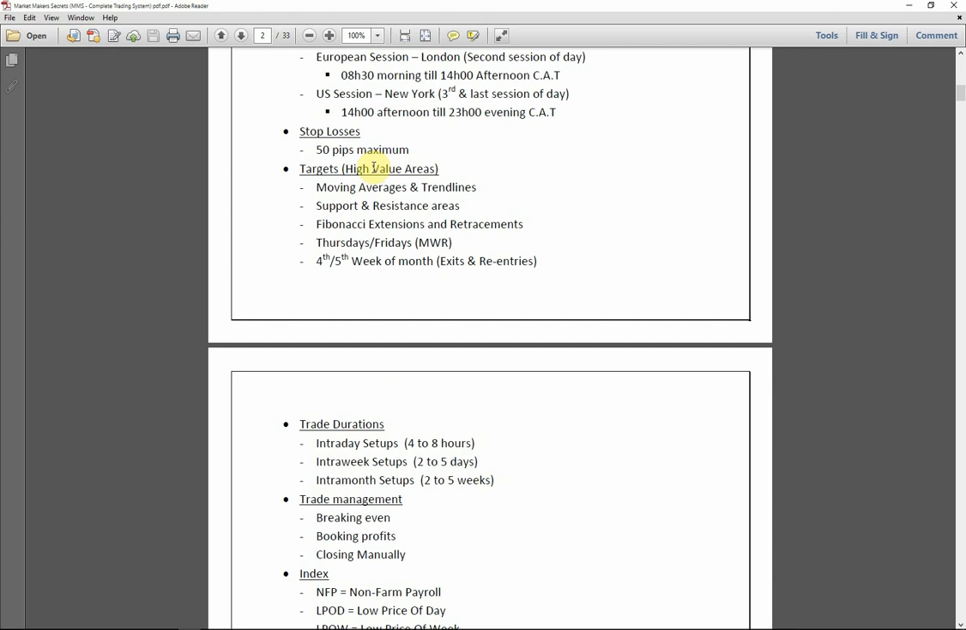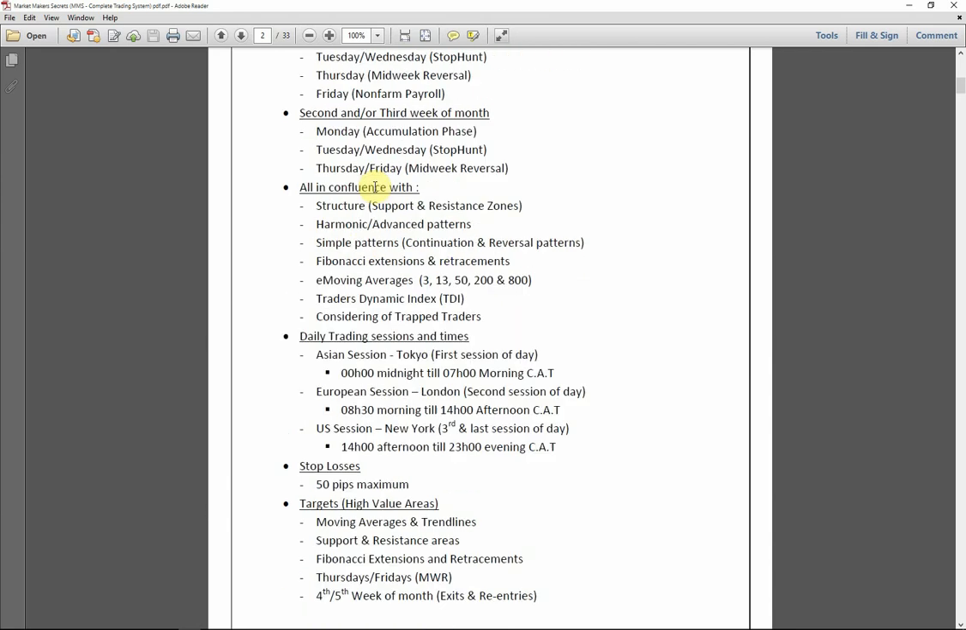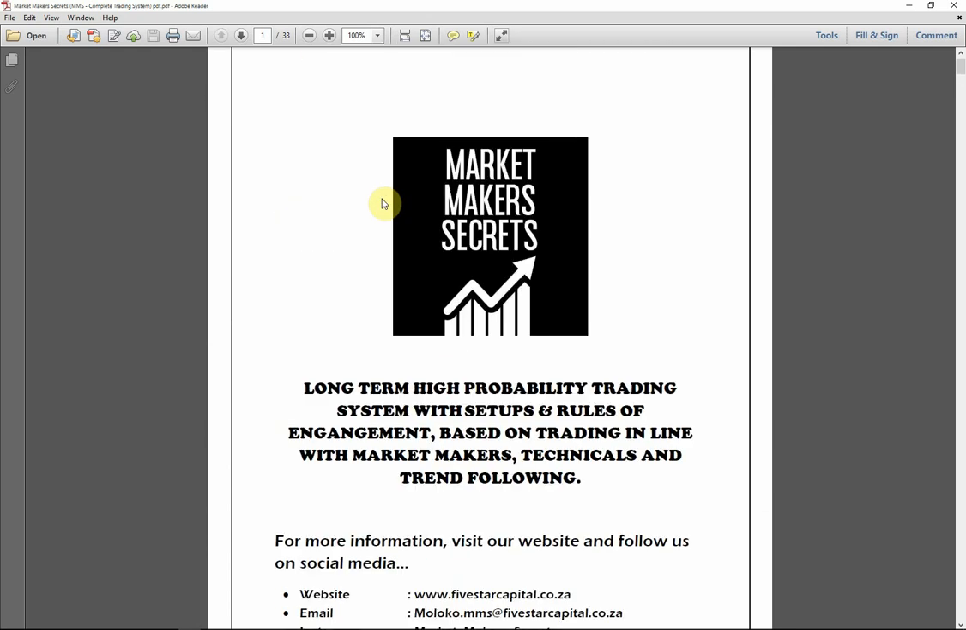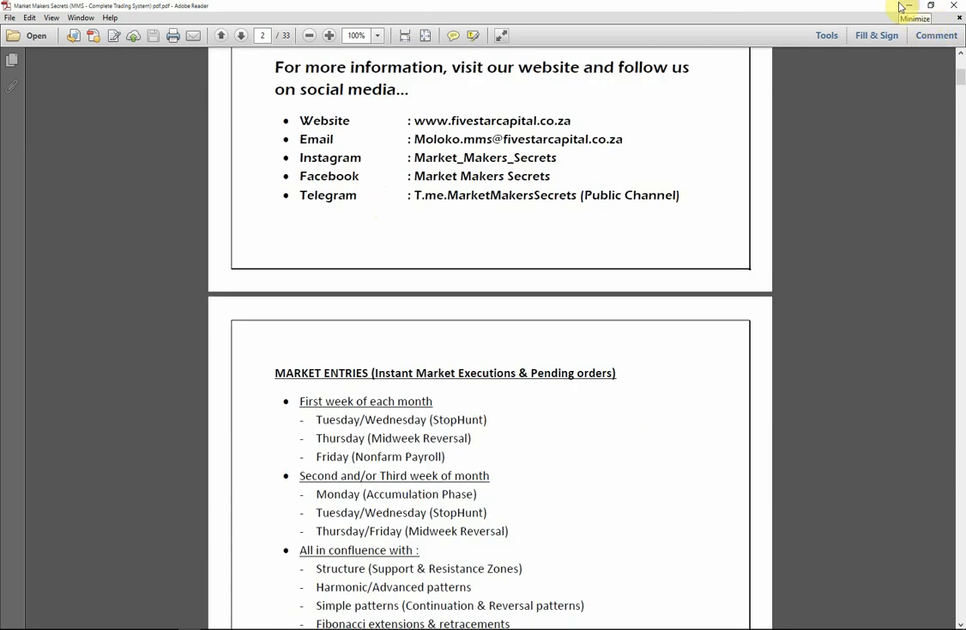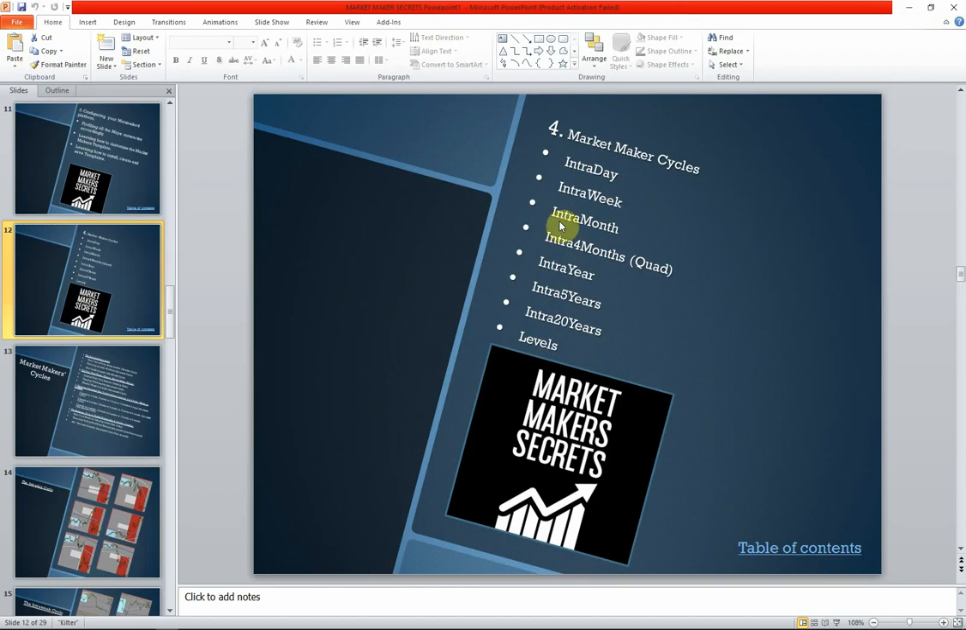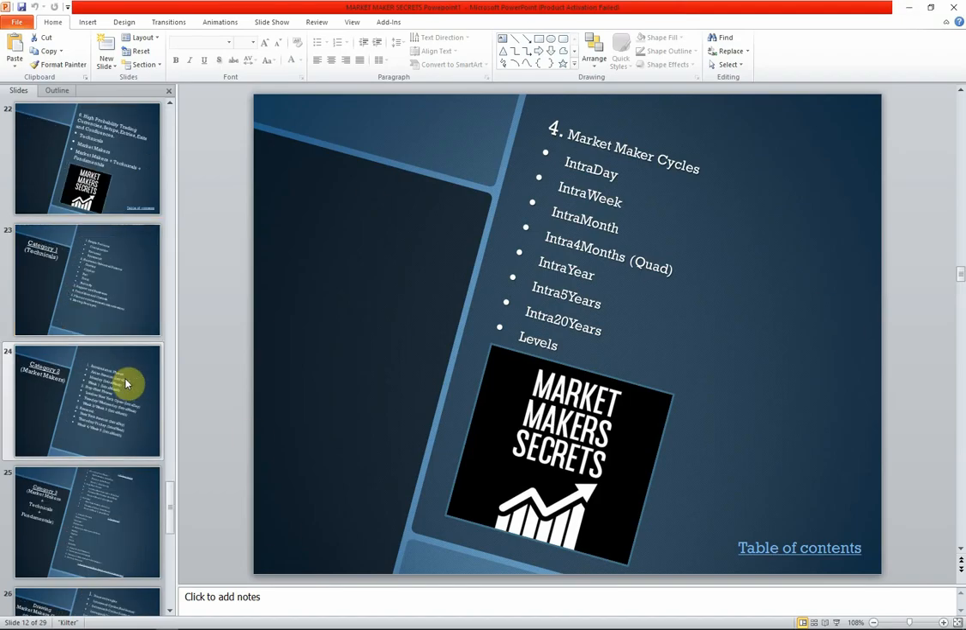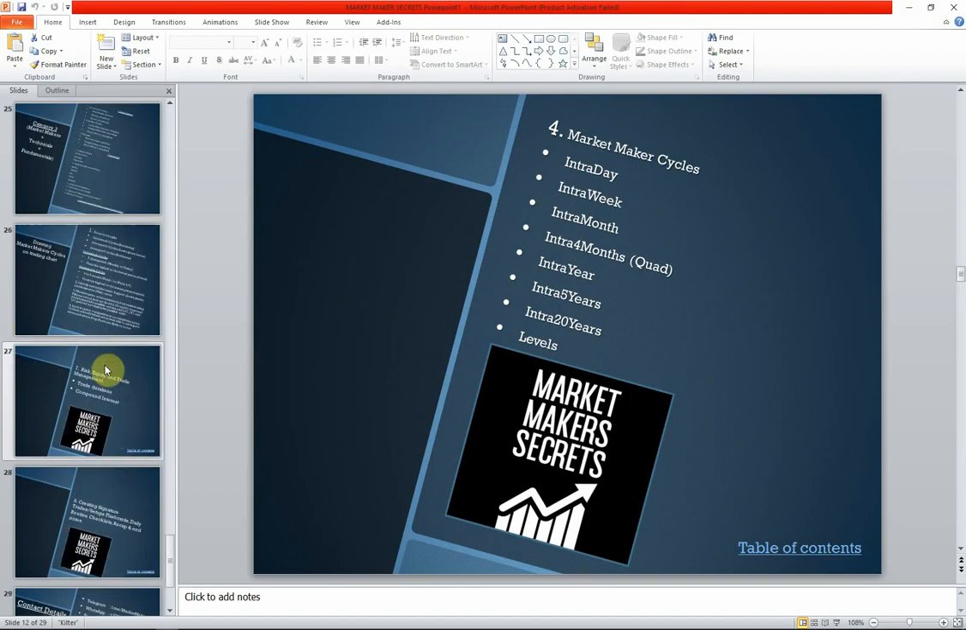Our targets are moving averages and trend lines, support resistance areas, Fibonacci extensions and retracements, Fridays as midweek reversals, or the fourth or fifth weeks of a month. Stop losses 50 pips maximum. Guys, you just need to have this. You're going to get it because you're paying for these things. So let me go back to our slides so that we can proceed.